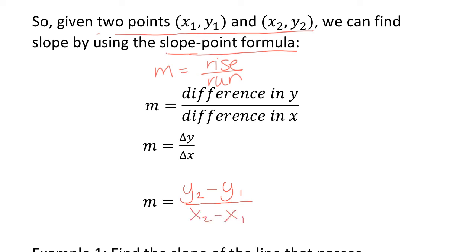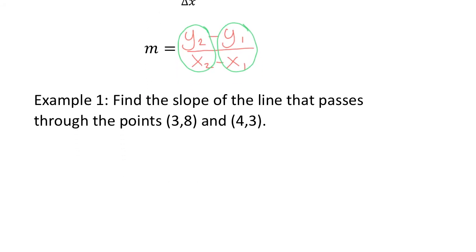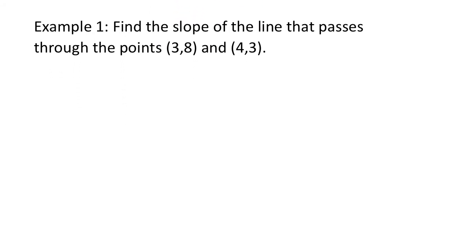And it doesn't matter which point is which, as long as you take one point and subtract the other point, okay? Again, if you're still not entirely sure how to do this, we're going to do some examples to clear up any questions. So here's our first example. We're going to find the slope of the line that passes through the points (3, 8) and (4, 3). Okay, so let's start by saying that this is x1 and this is y1. So that's our first point. This will be x2 and this will be y2.